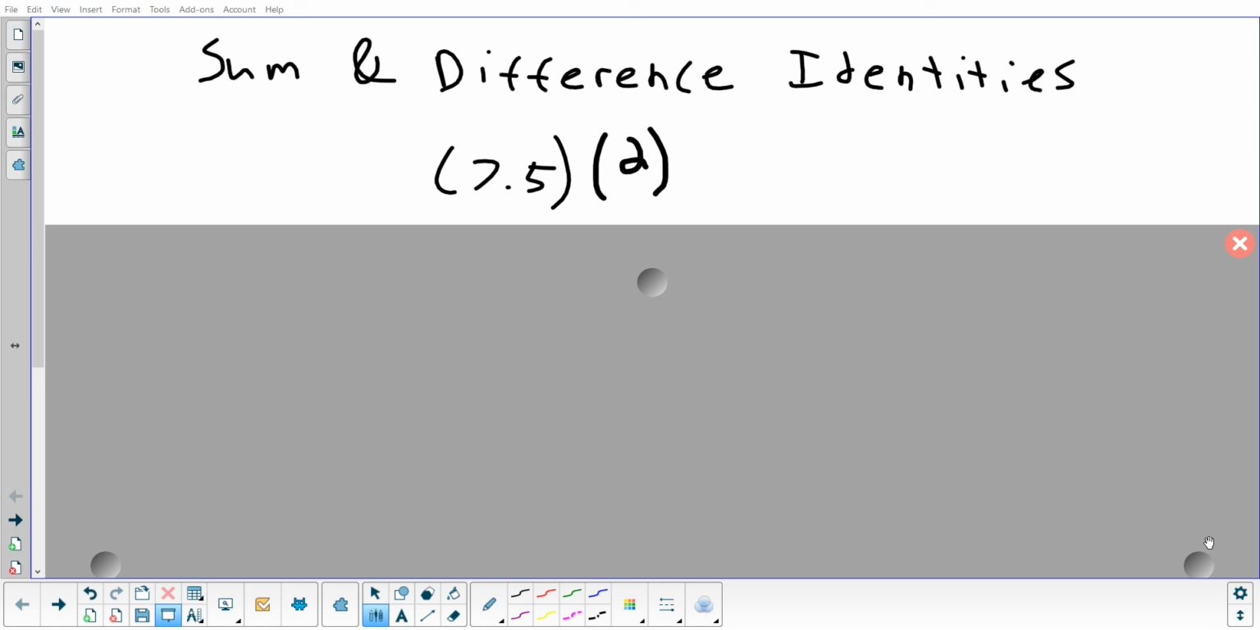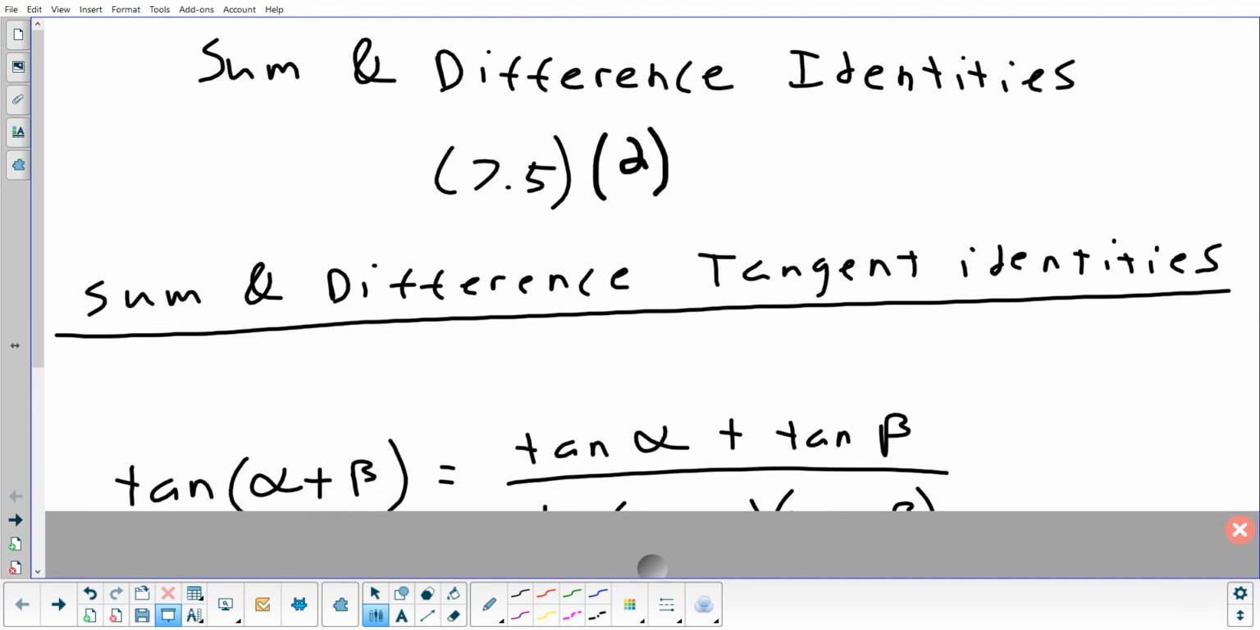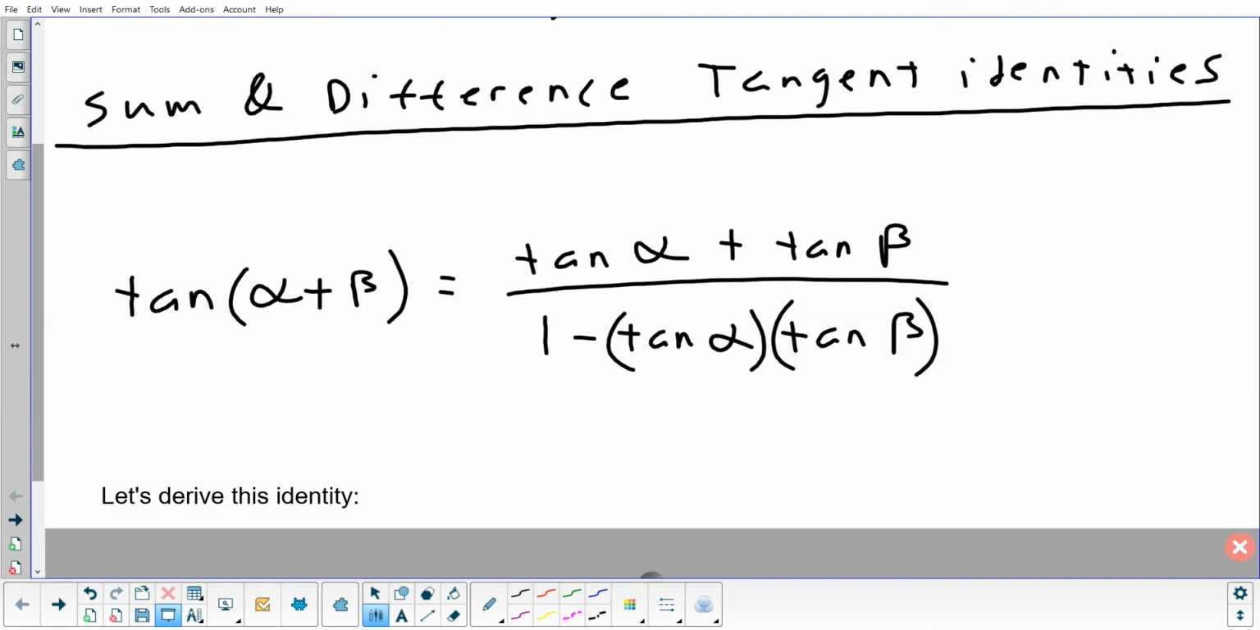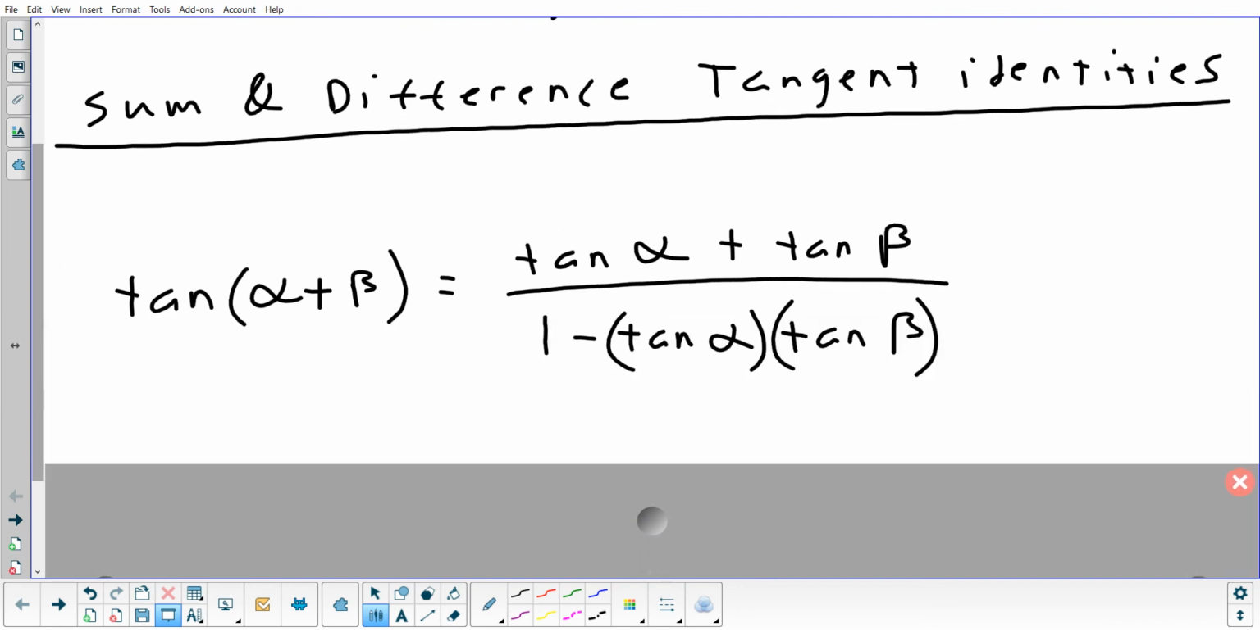Okay, so we left off with 7.5, part 1. We were talking about the different types of identities with sum and difference. We went through those for sine, cosine, and tangent. And then we looked at the double angle. So if you didn't get the tangent, sum, and difference, I'm just putting them on the board again. I think everybody had a chance to copy them down.